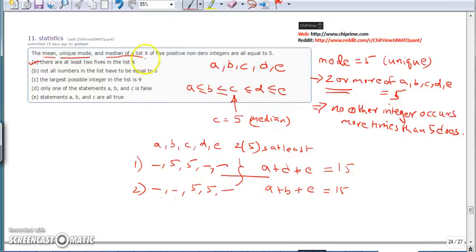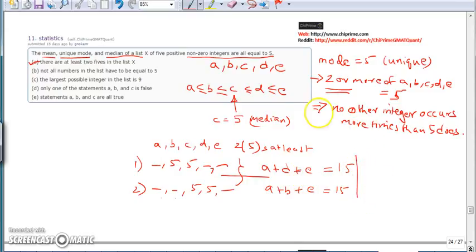Right? Now, we're also given that the list of 5 positive non-zero integers has a mean equal to 5. And we already said that they're in sorted order from left to right. So they're increasing or equal, going from left to right, right? So A is the smallest, E is the largest. They may be equal, but in the worst case, A is the smallest, E is the largest.